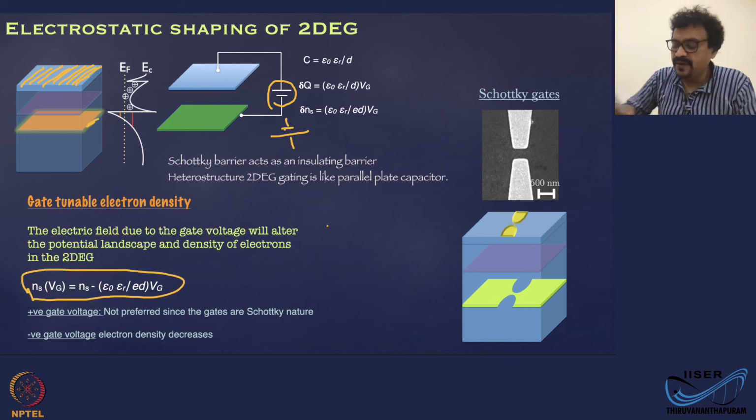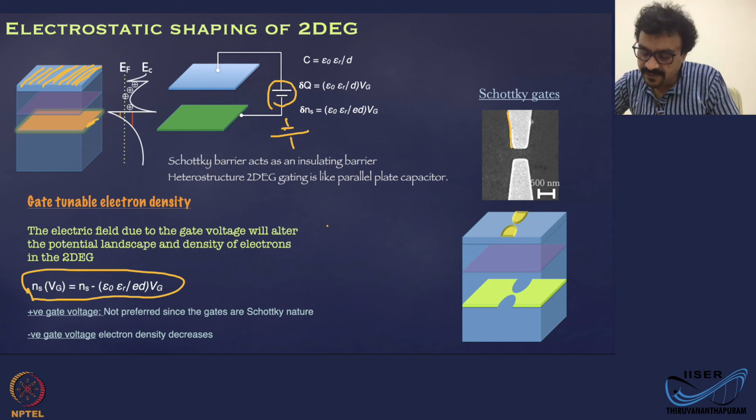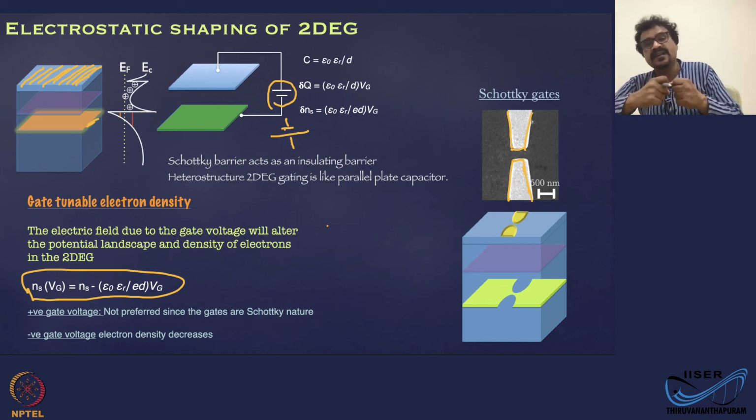So if you apply voltage on certain shaped gates, for example, here is a picture of a gate pattern which defines something called a quantum channel or quantum constriction or quantum point contact, which is a topic of our discussion sometime down in the lectures.